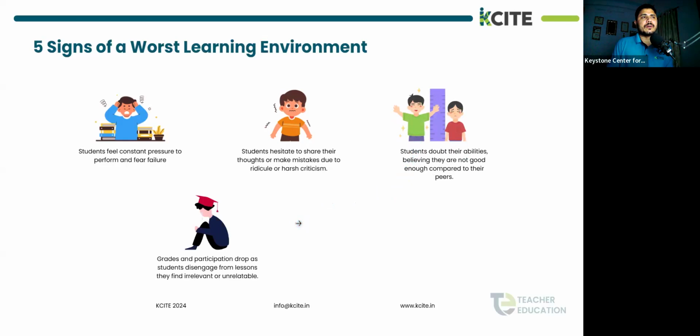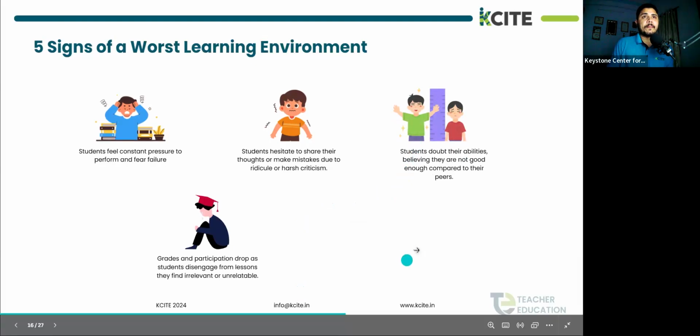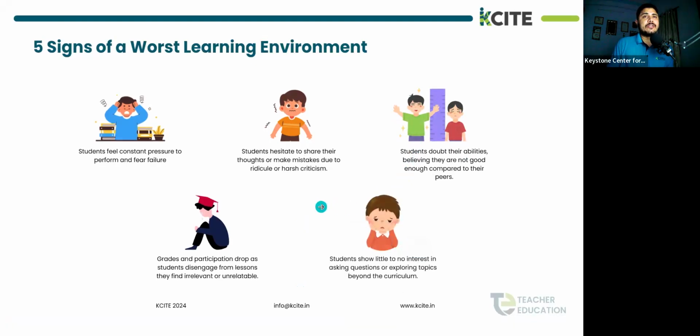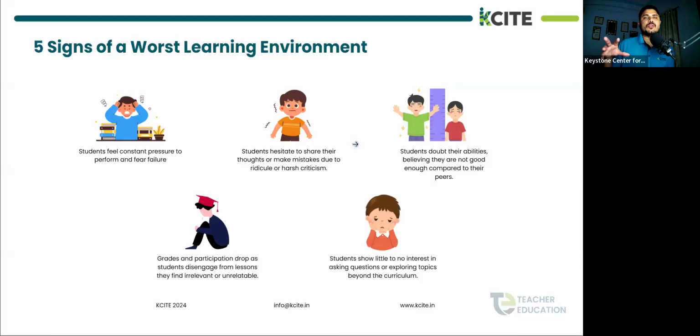Grades and participation drop as students disengage from the lessons they find irrelevant and unrelatable. And students show little to no interest in asking questions or exploring topics beyond the curriculum. They don't just ask anything. If you agree with all these 5 scenarios and situations that happen in a worst learning environment, students emotionally, academically, always try to shy away from all the opportunities that you provide, and they do not participate.